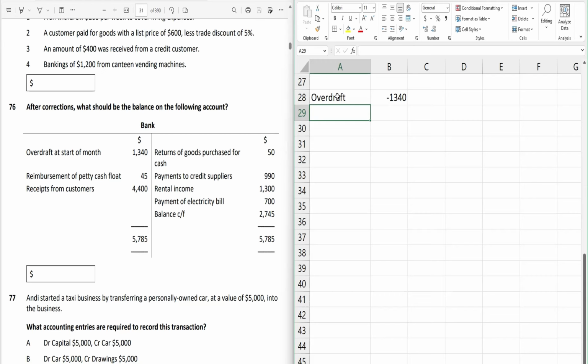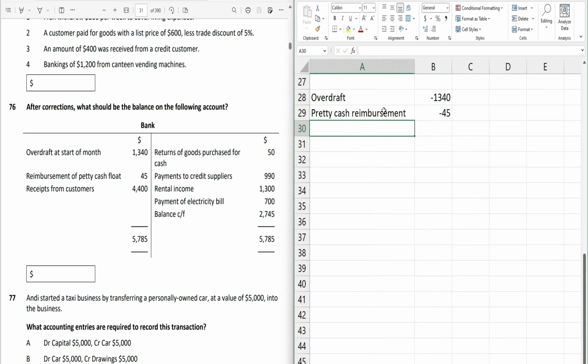Then next we have reimbursed petty cash float, 45. It means you are topping up your petty cash balance, so again it will reduce the bank balance. So what is the amount? 45. Again it will be negative, I mean on the credit side.